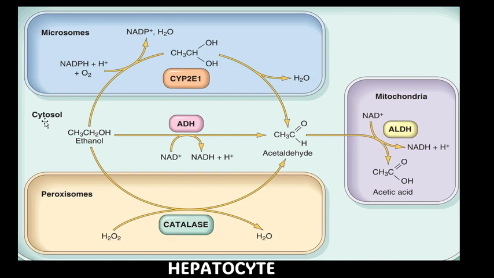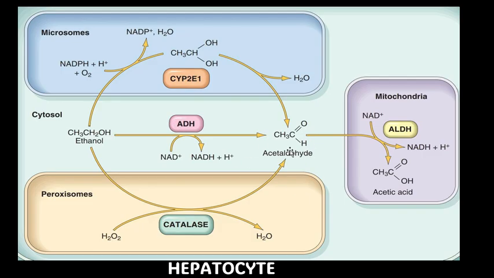When you consider the liver cell, imagine this is a liver cell. It has a cytoplasm, a mitochondria, and some other organelles like microsomes and peroxisomes. Here we have the ethanol. The ethanol will be oxidized to an aldehyde, acetaldehyde. For that, we have an enzyme called alcohol dehydrogenase.